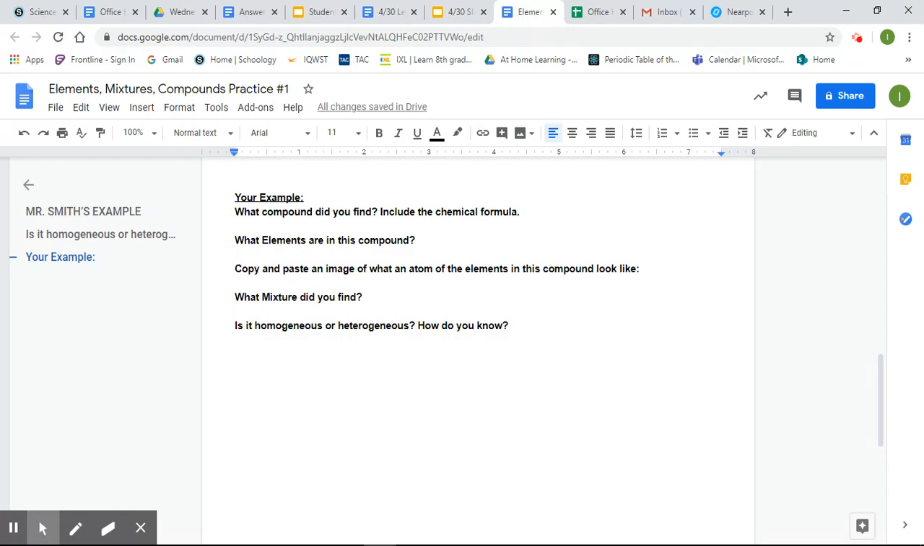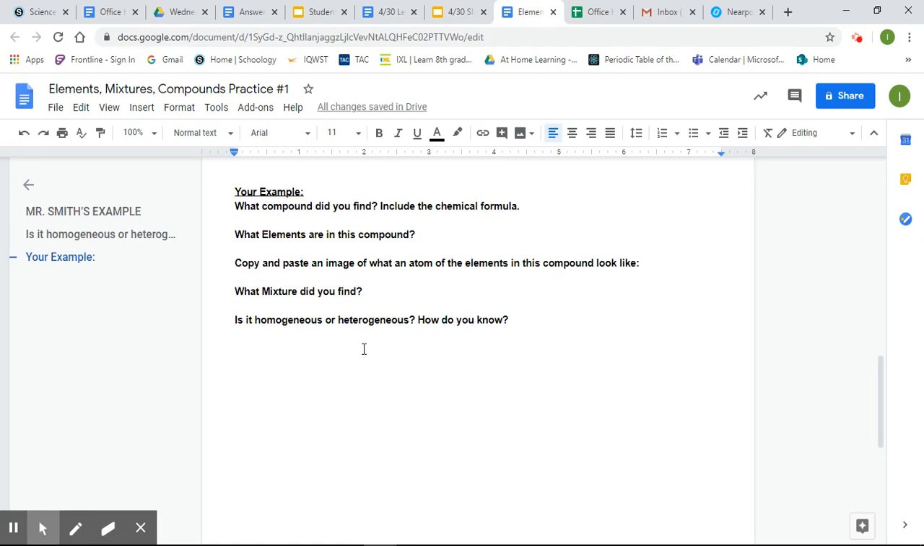But you'll be answering the same questions. What compound did you find in your house? Include the chemical formula. What elements are in this compound? Then I'm going to ask you to copy and paste an image of what the atom of these elements in the compound would look like. What mixture did you find? Is it homogeneous or heterogeneous? How do you know? So that's our assignment for today. If you have any questions, please let me know.